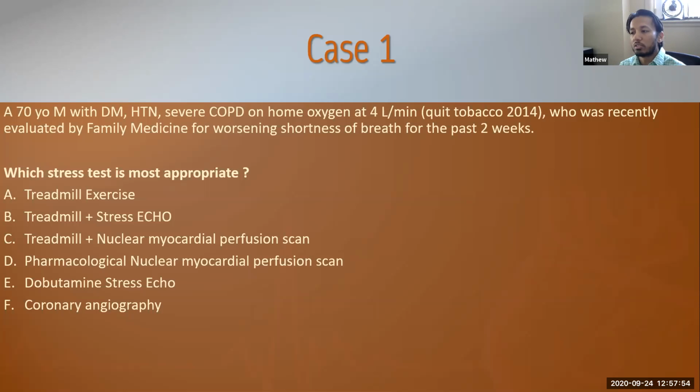So you're not looking for localization. You're just trying to see, do I see any wall motion abnormalities? And if I do, then maybe I'm going to go to the angio, or maybe at that point cards would want a nuclear. But hopefully I explained that thought process.